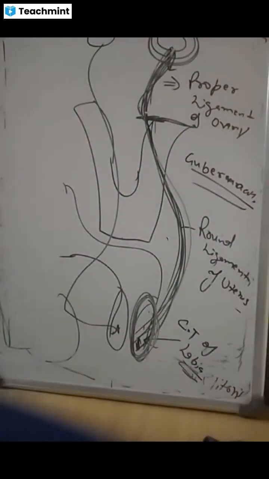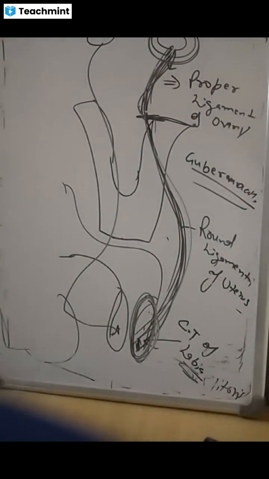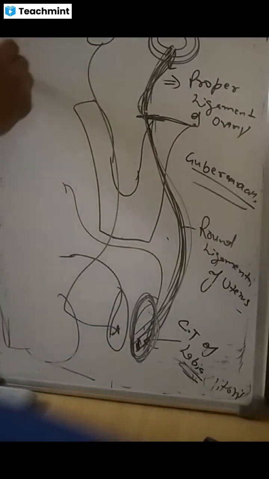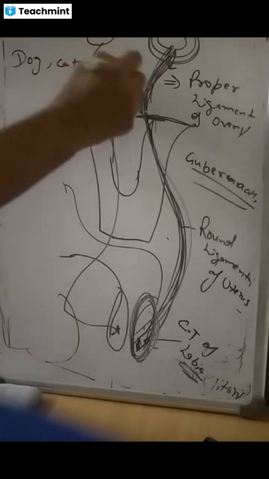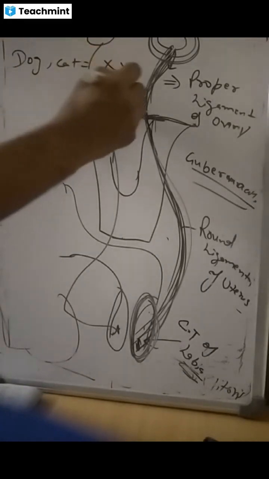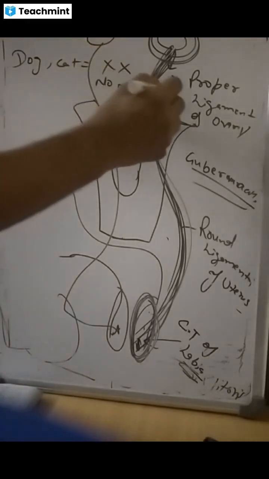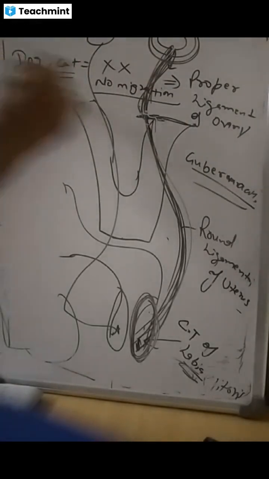So this migration of ovaries takes place in some species, and in some there is no migration. In dog and cat, there is no migration. They are present in the abdominal cavity.